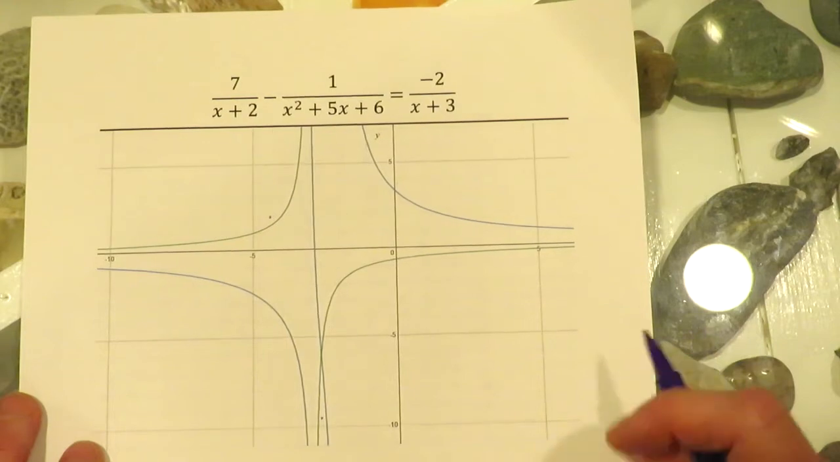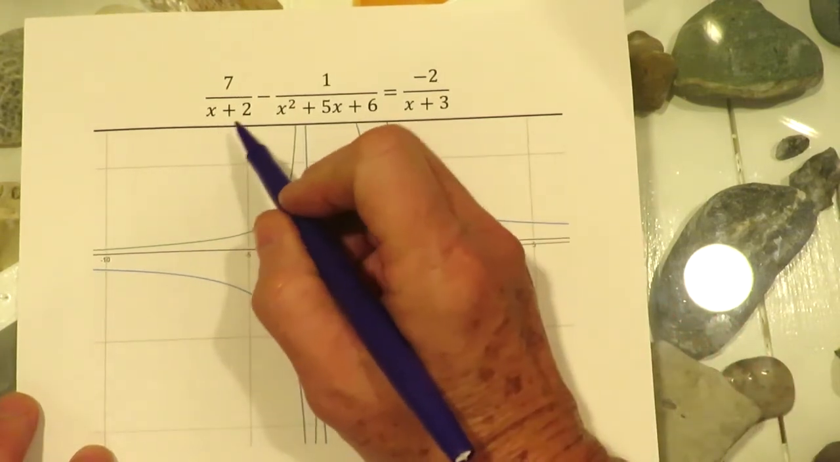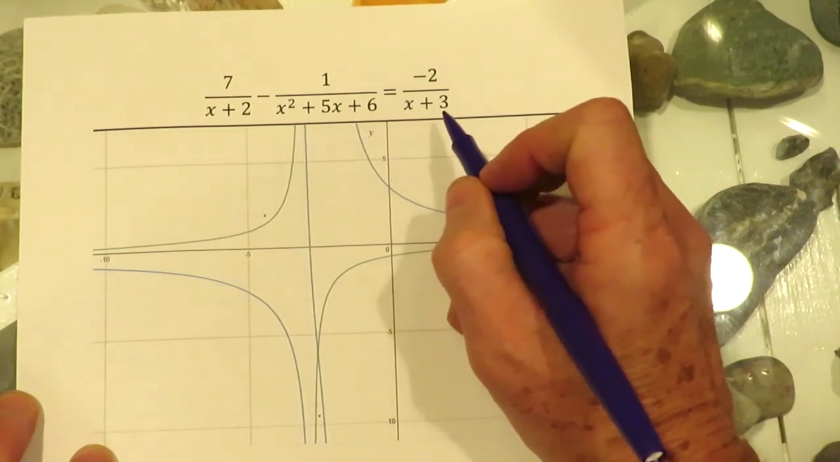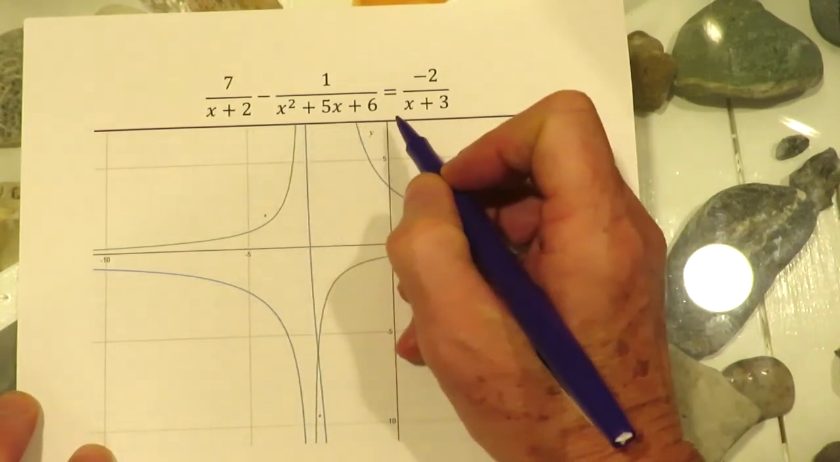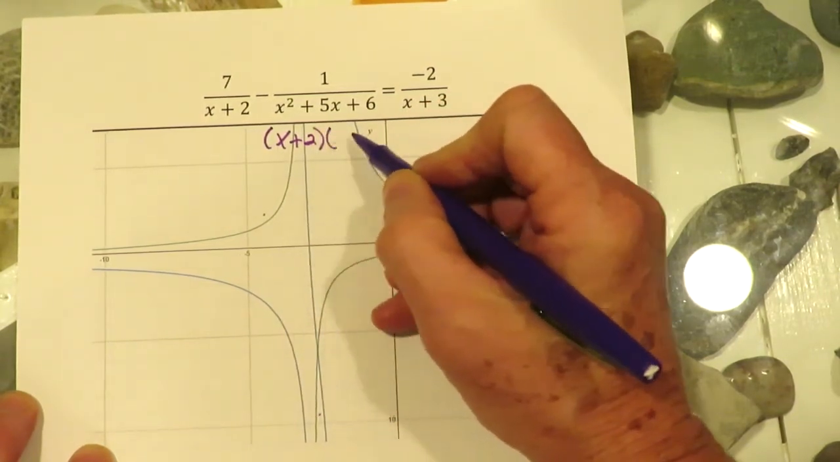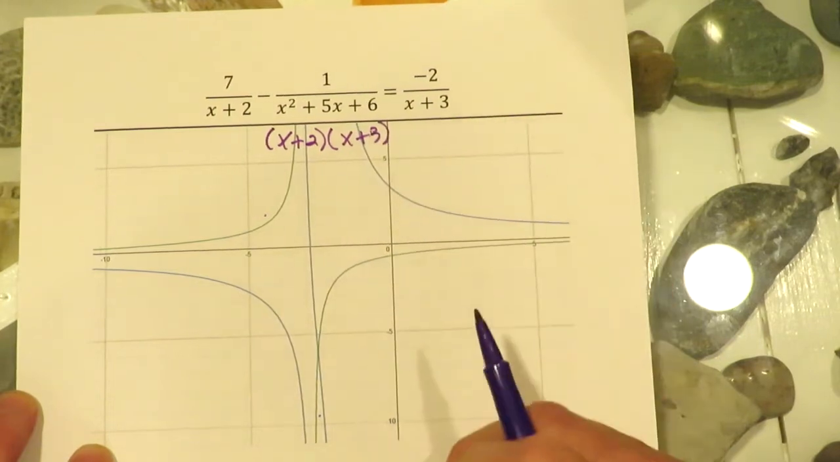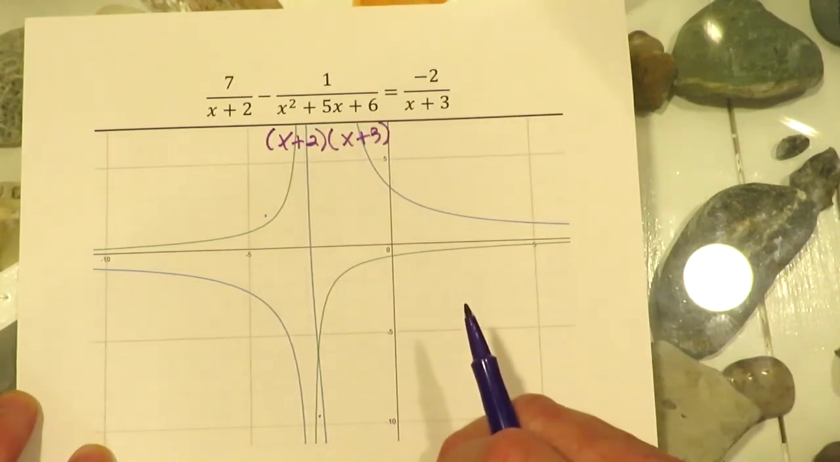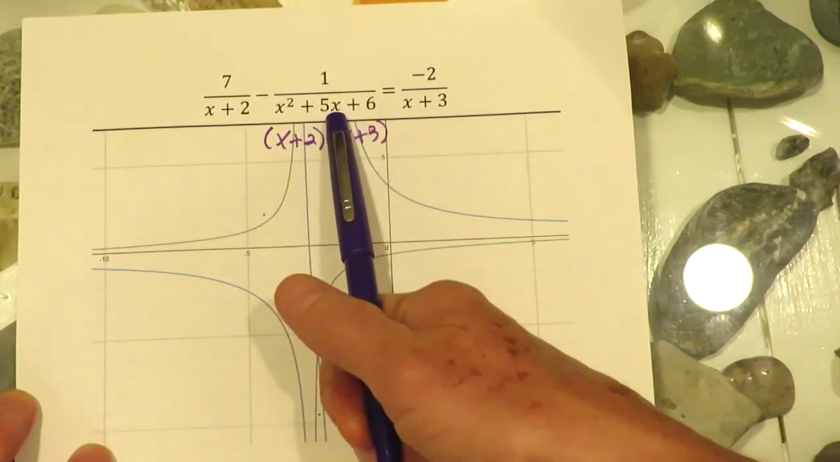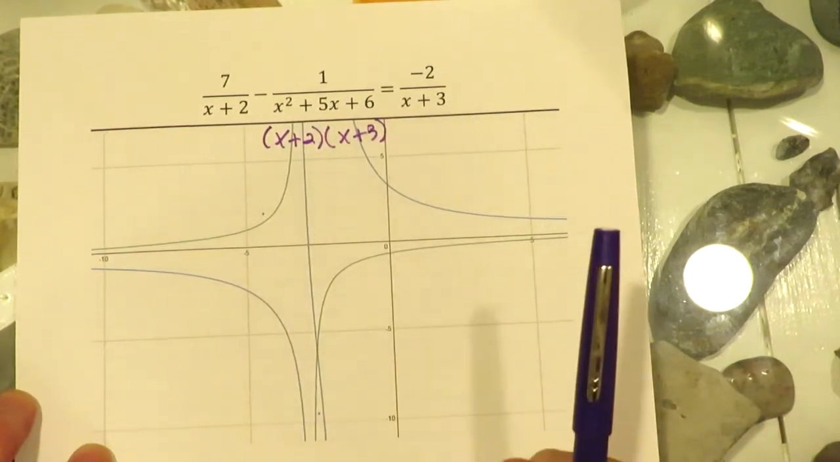So let's find that common denominator. The denominator of this term is x plus 2. The denominator of this term is x plus 3. I wonder how that factors. I won't be surprised if it actually factors as x plus 2 times x plus 3. And it does, because x times x is x squared, x times 3 is 3x, add that to 2 times x, you get 5x, and then 2 times 3 is 6. So this denominator contains both of those factors.